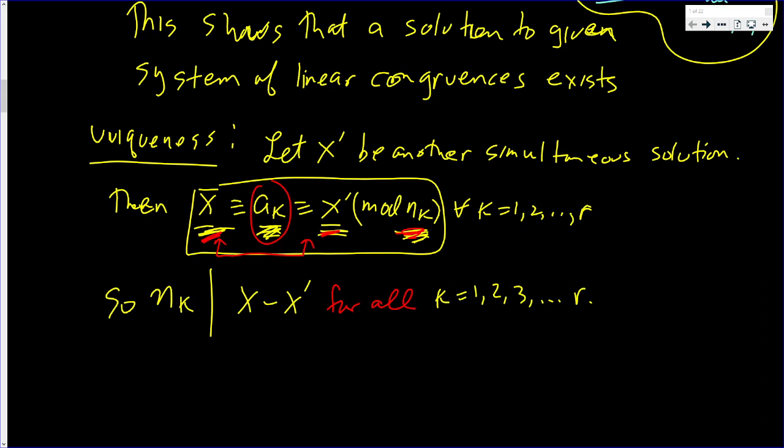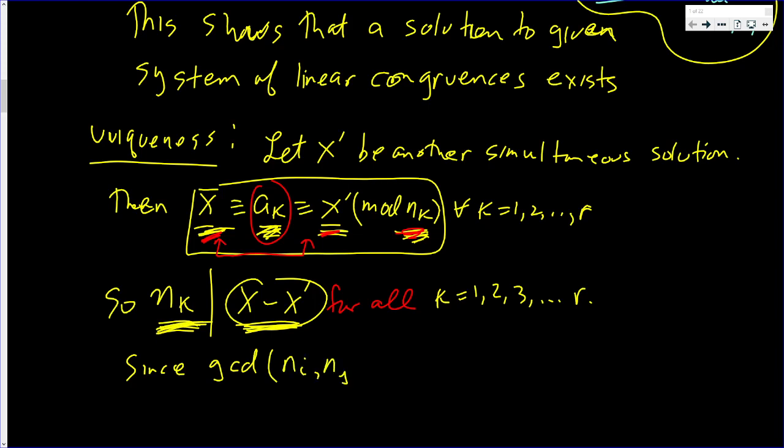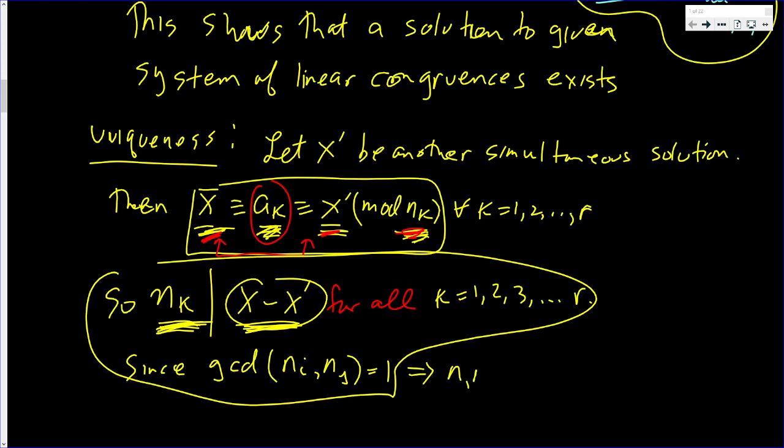Now, here's the beauty. Just want to be clear. N sub 1 divides this. N sub 2 divides this. N sub 3 divides this. All the way down to N sub r divides this. But they have no number in common other than 1. This implies that N1, N2, up to Nr divide x bar minus x prime. But remember, this is another name for N. Well, this implies that x bar is congruent to x prime modulo N, capital N.